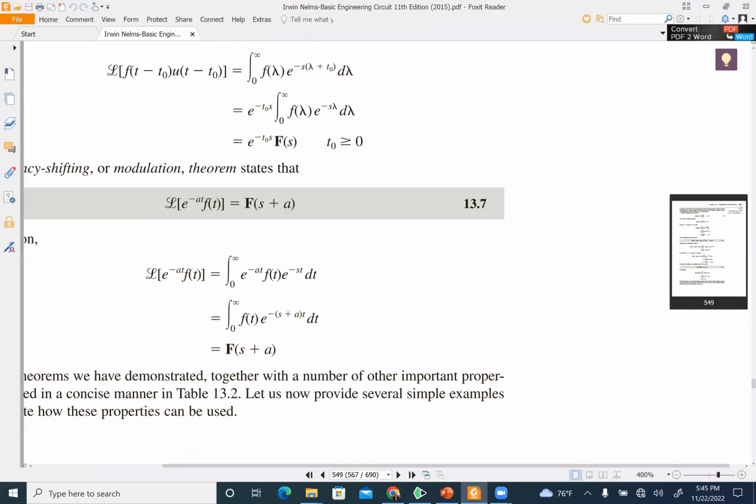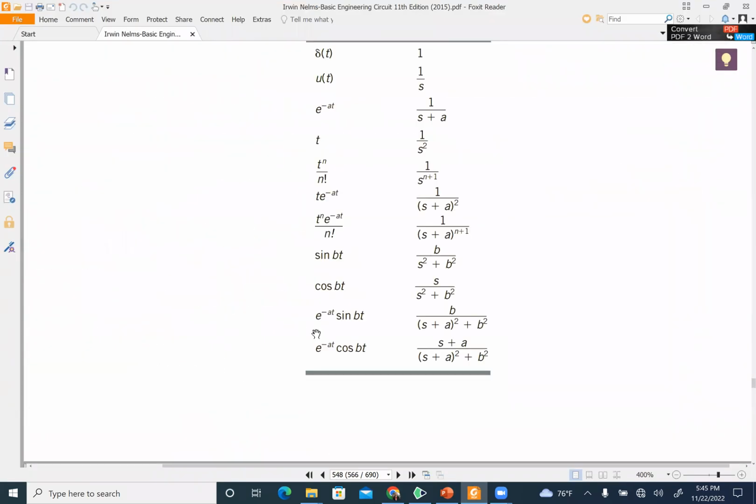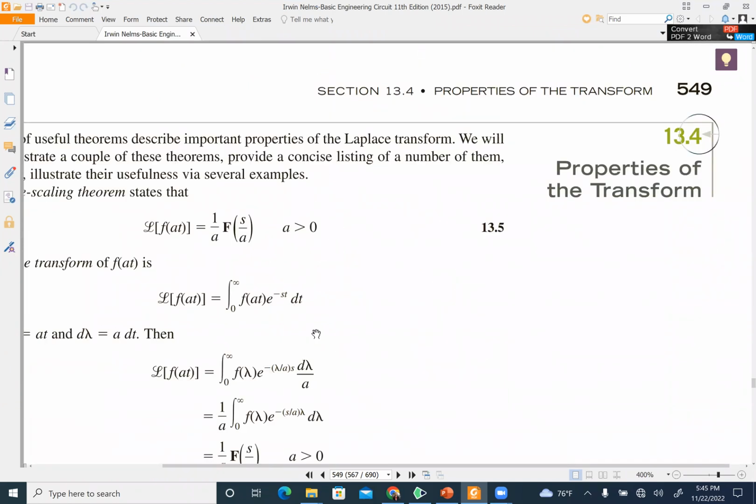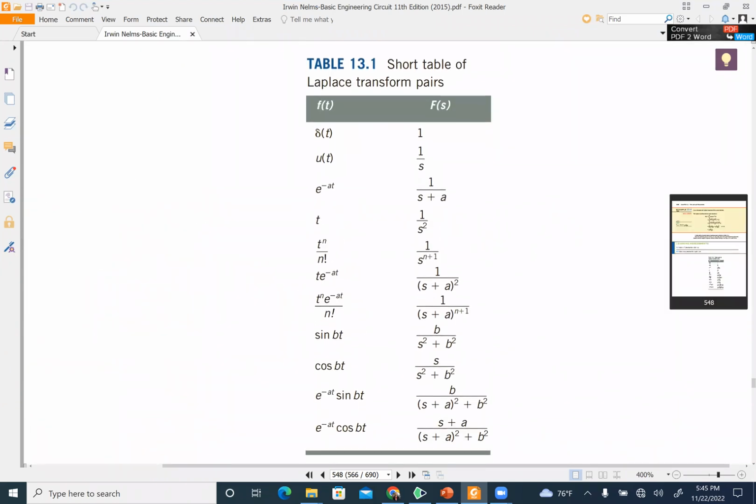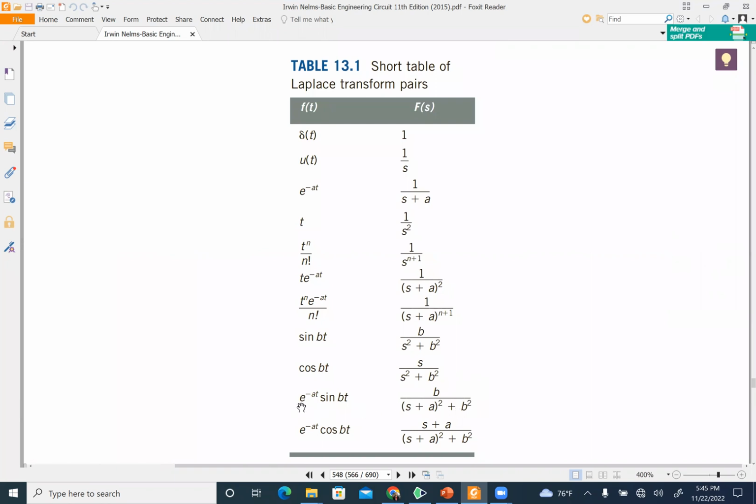If you are still in doubt about the initial and final value theorems, you can easily test your ability to do basic limits from calculus by using these Laplace transform pairs, right? For example, this is not difficult, e to the minus at sine b of t. Its initial value would be when t is equal to 0, e to the minus 0 is 1, sine 0 is 0, so you get 0 on the left, right?